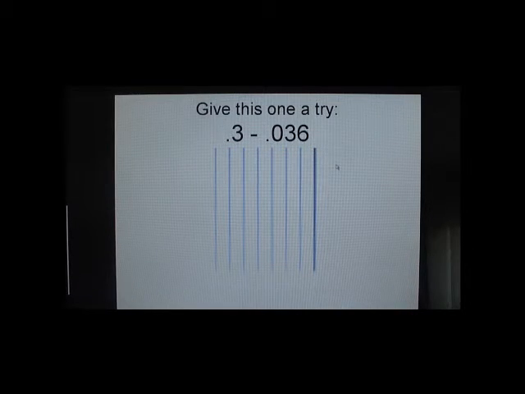Okay, on the paper this time, this will be the top number. Let's write it in, decimal point on the line, 3 tenths. We're going to subtract from that 0.036, which is 36 thousandths. Now we've got a problem here that we do not have any value here, so we need to get value. Let's put in the zeros first, and we're ready to go.